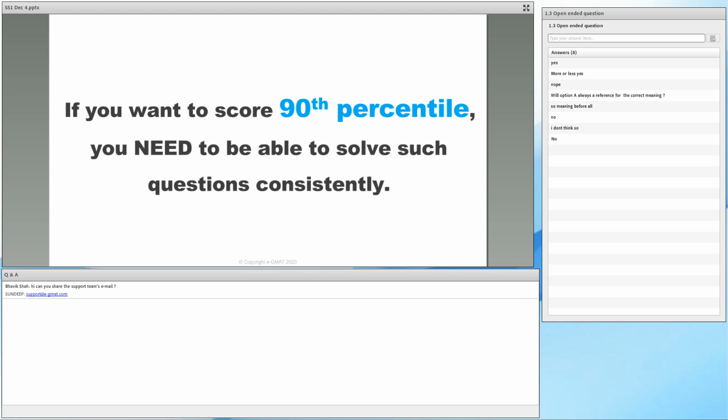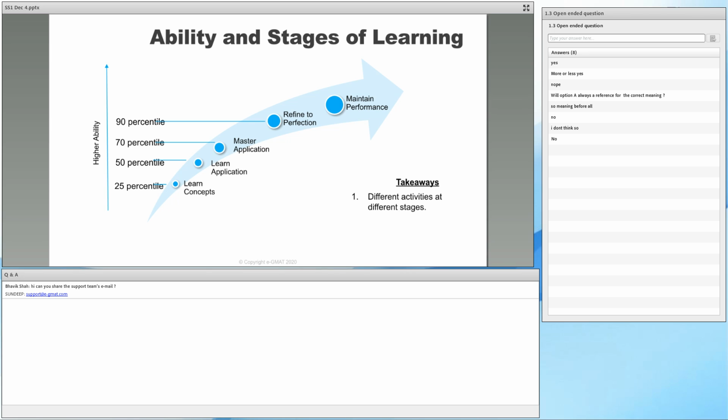But yes, option A will communicate the correct meaning. Okay. So attend that webinar and you'll see those caveats as well.